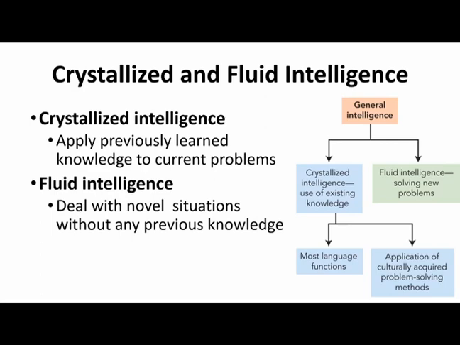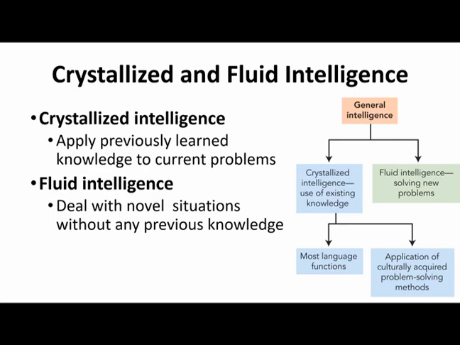So crystallized intelligence is going to be dependent on things that you've learned previously and your practice with applying those factors. In contrast, our fluid intelligence is all about solving new problems, dealing with novel situations without using any previous knowledge. So fluid intelligence would involve inductive reasoning and creative problem-solving skills. Basically, you have to come up with a new solution without relying on anything else that you might have known.